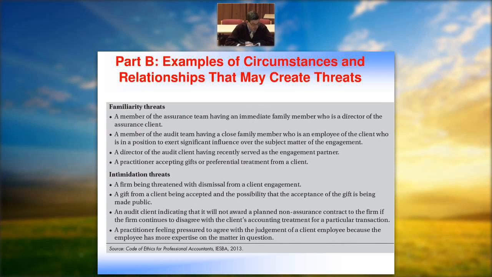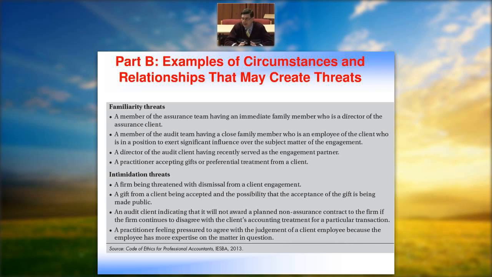Examples of circumstances and relationships that may create threats to practitioners. I'm not going to go through all of these, but you should go through all of them before the exam. But I will particularly look at the first one, which is self-interest threats. Right? One particular self-interest threat is the second one there, and this is one that's relevant to the question we're going to have a look at. A firm having undue dependence on total fees from an audit client.